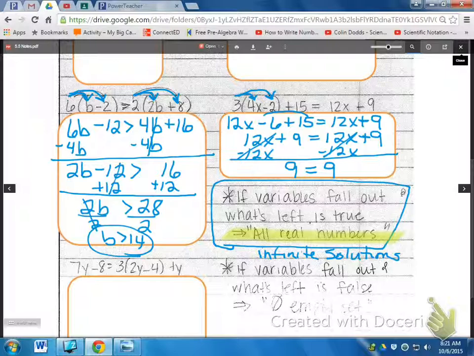All real numbers work. On your iStep standards, it's going to say infinite number of solutions. I can recall questions that were on the iStep and Acuity that give you a list of equations and ask how many of those have infinite solutions. And you have to solve every one of them and look where the variables fall out, but the numbers left are equal. Those are infinite solutions.